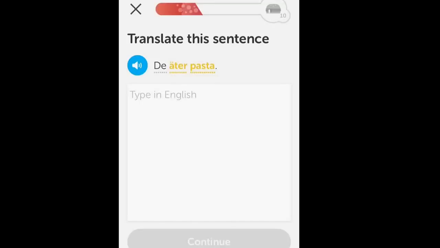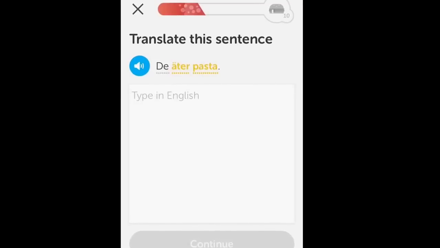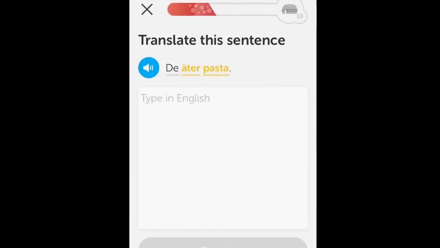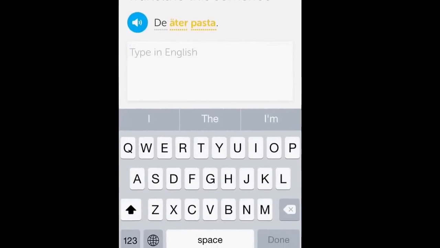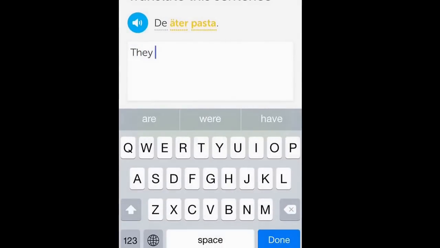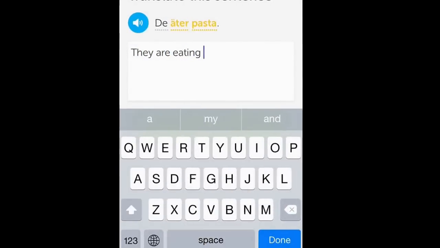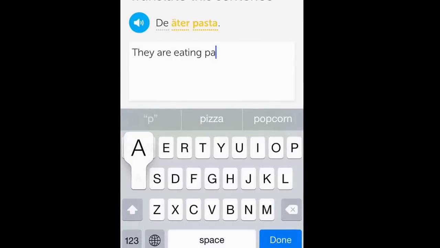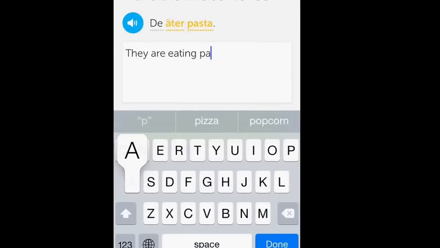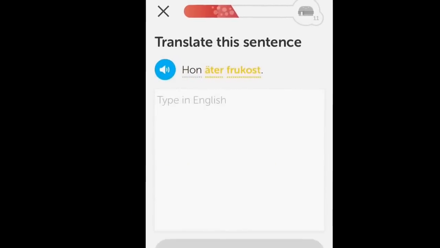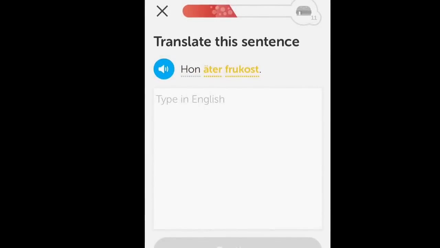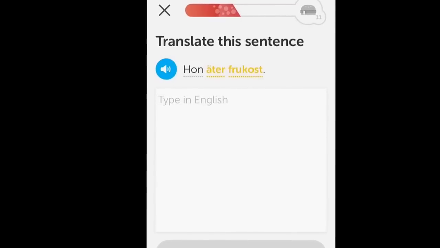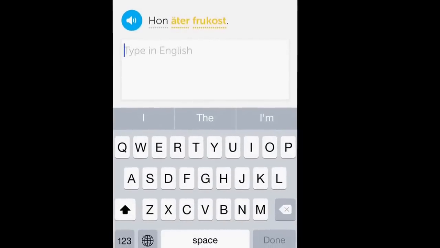Okay. De äter pasta. So they are eating pasta. They are eating pasta. Right? Okay. Is this right? All right. Hon äter frukost. Let's see. This is breakfast. She's eating breakfast.